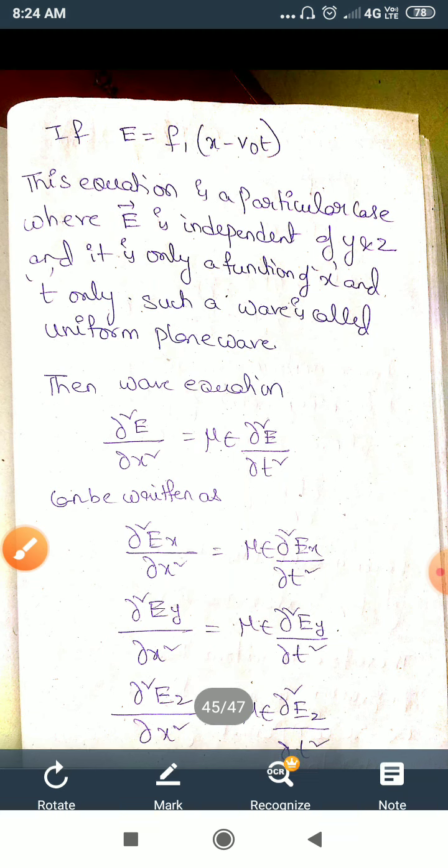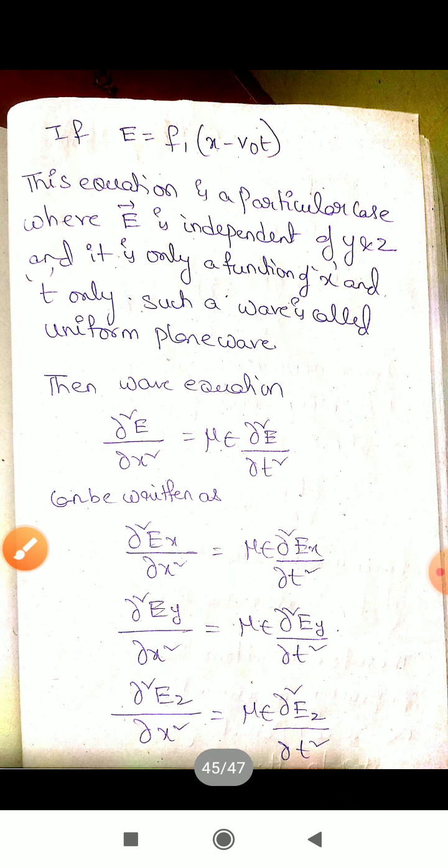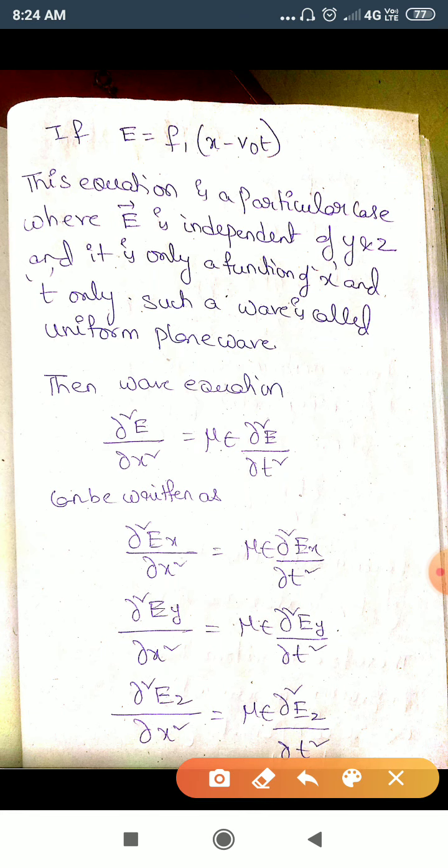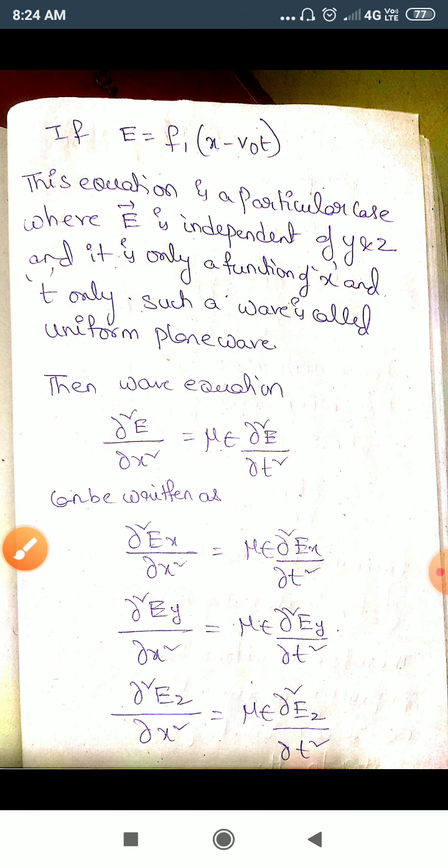So with this wave equation, we can simply represent it as dou square Ex by dou x square, by equating the Ex components and Ey components on both sides. If we expand this on both sides, remember in the denominator for each and every equation we have x only: dou x square, dou x square, dou x square. Dou square Ex by dou x square is one equation, which with respect to the above equation can be written in this form.